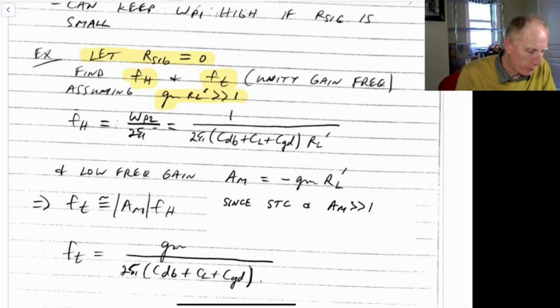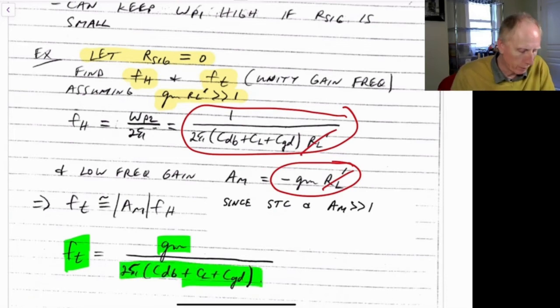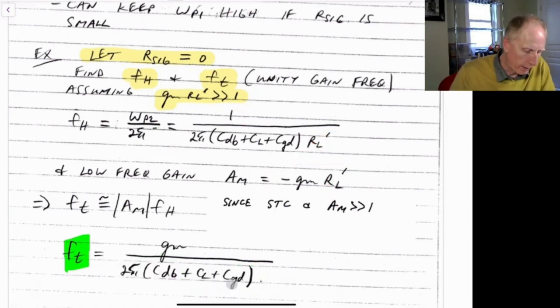If we multiply those two together, so we're multiplying this value here times this here, what we see is that the RL primes cancel out. And so the actual unity gain frequency is just given by gm divided by this capacitance here, C drain to bulk plus C load plus C gate to drain, and the 2 pi factor is just to change from radians per second into hertz. So what's interesting here is that the unity gain frequency is now independent of RL prime.